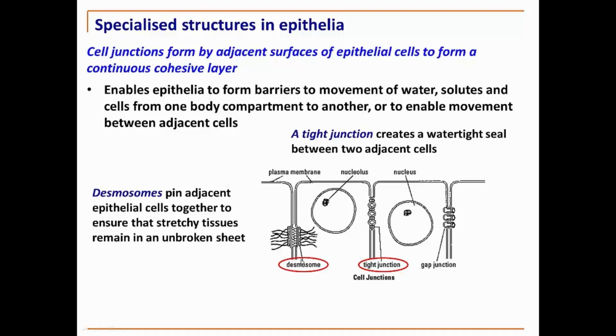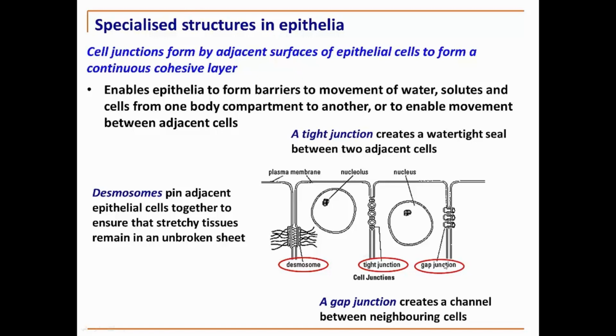Desmosomes, there you've got another one on the left hand side. These pin adjacent epithelial cells together to ensure that stretchy tissues remain in an unbroken sheet. For example, they work in tissues such as your skin and your cardiac muscle, and help to allow them to remain connected in an unbroken shape as they stretch.